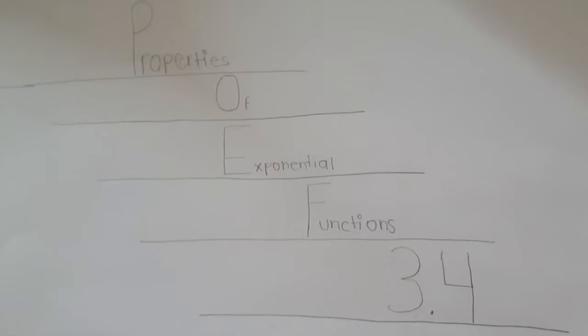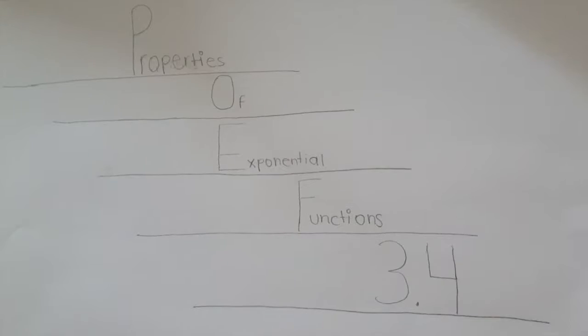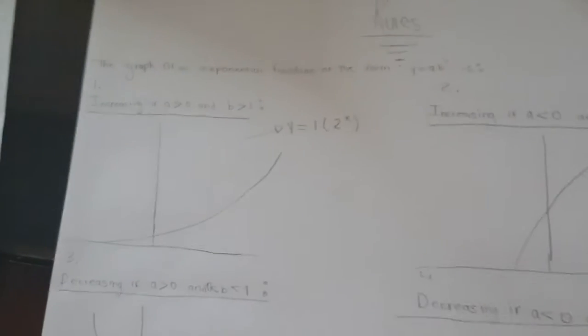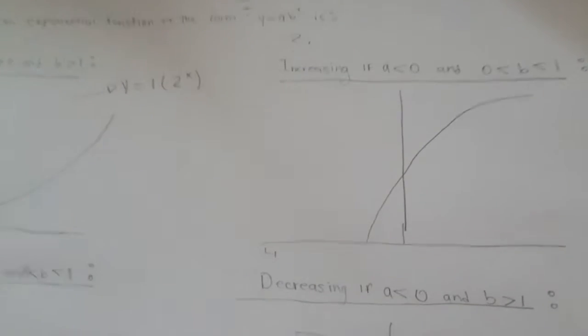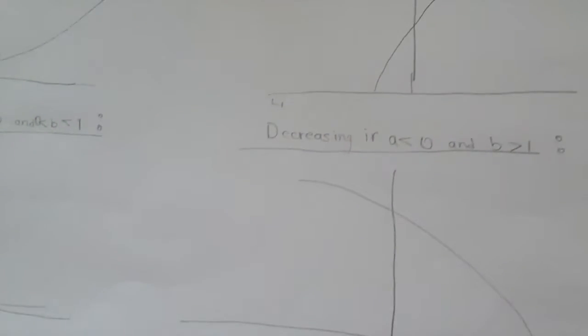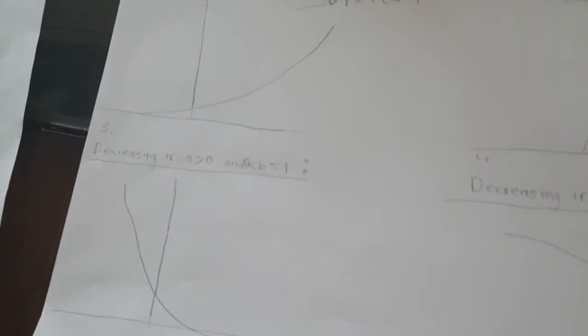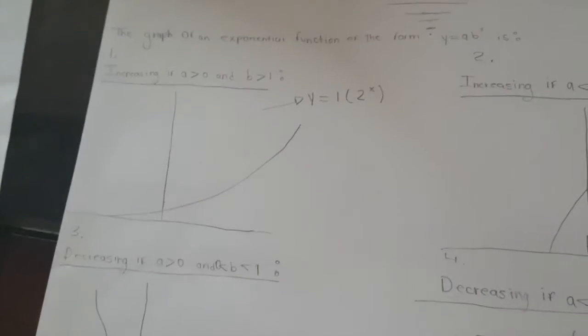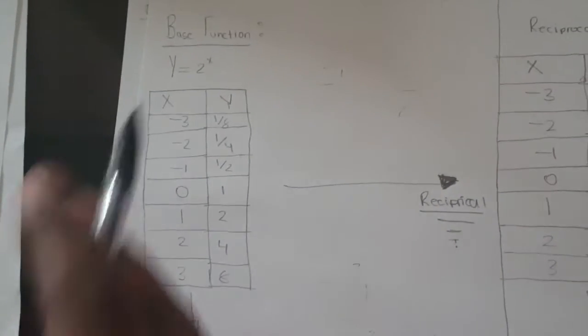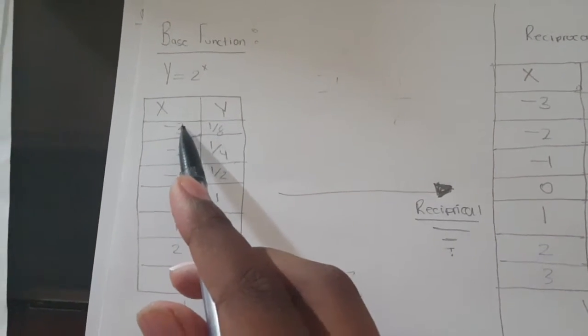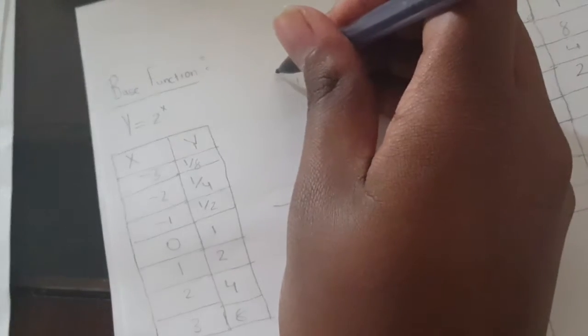Properties of exponential functions 3.4. These are the rules of exponential functions. Now let me show you the base function and its reciprocal. So the base function is y equals 2 to the x. And for the x value, you just sub in starting from negative 3 to positive 3. So let me show you how it is done.